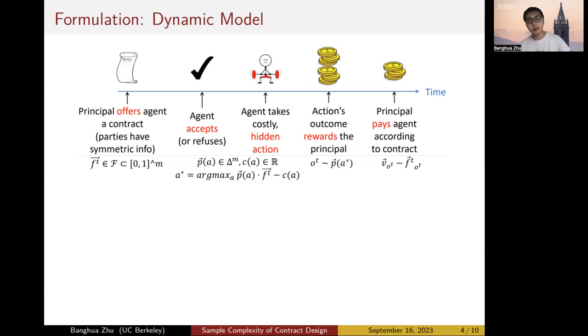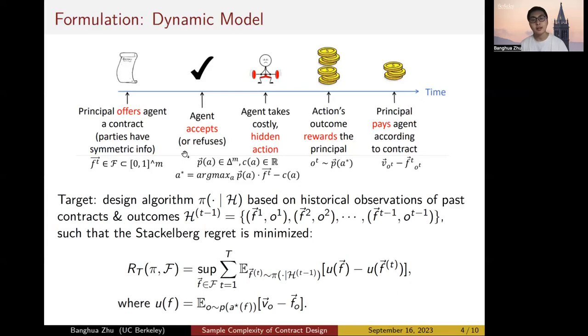The agent will try to take the action that maximizes her own utility, which is the expected payment subtract the cost. And the agent's action outcome will reward the principal back by first sampling an outcome from this probability distribution, and the principal will pay the agent and receive some utility, which is the value of that outcome, subtract the payment of that outcome.